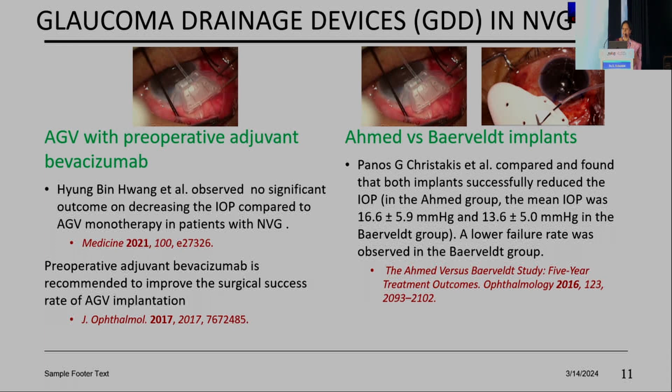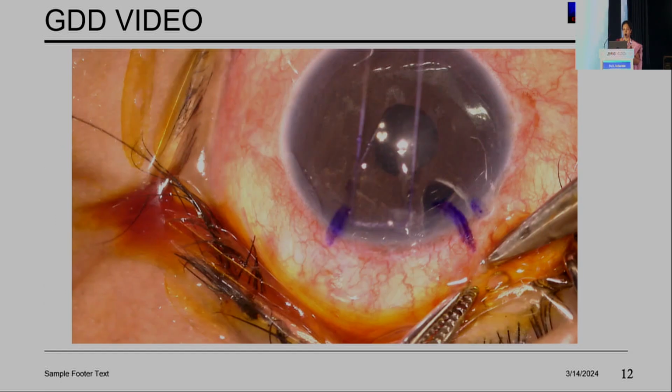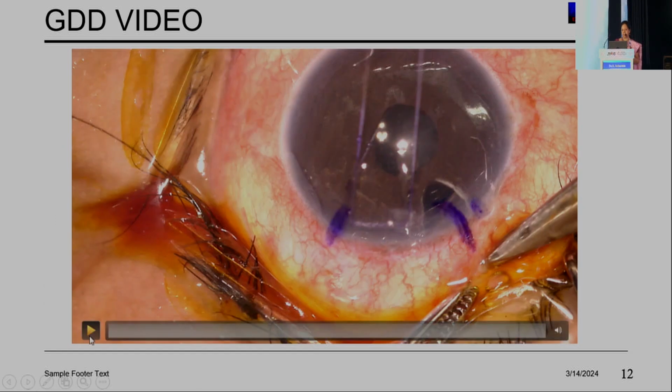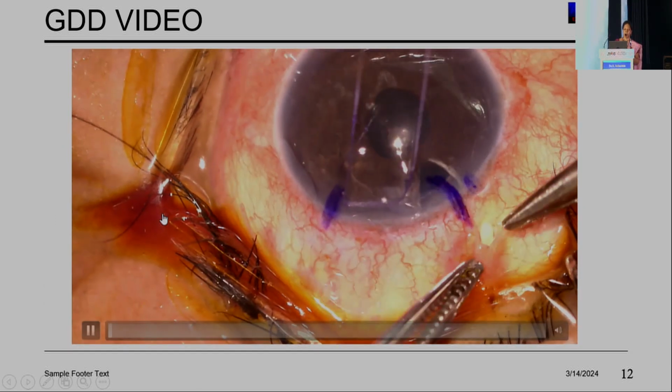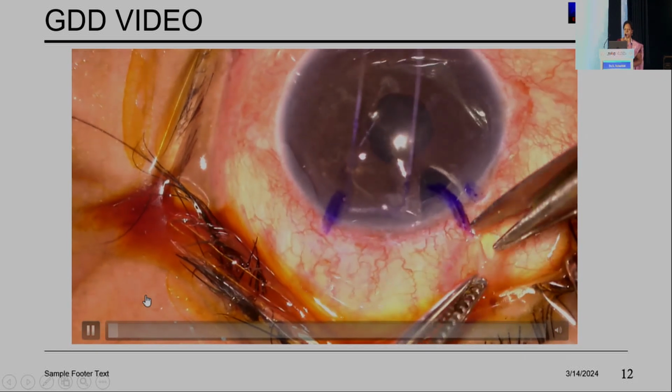Choosing between Ahmed and Baerveldt, there's a study which has shown that Baerveldt has an upper edge, and the pressure control is much better with Baerveldt than with Ahmed. The failure rate is also less. This is a video of a glaucoma drainage device. Here I have used the Baerveldt implant.